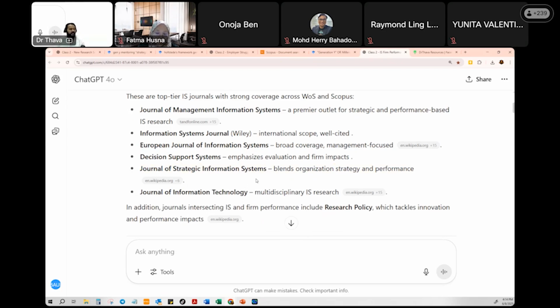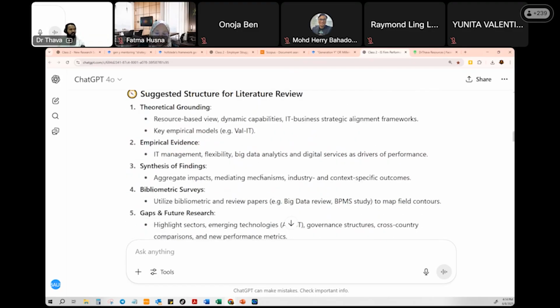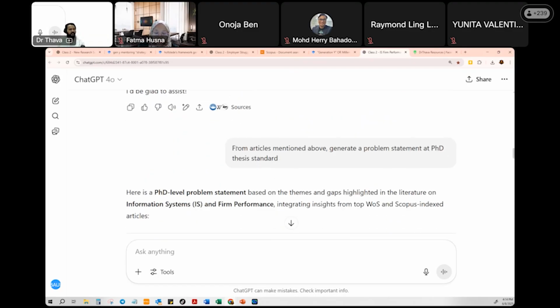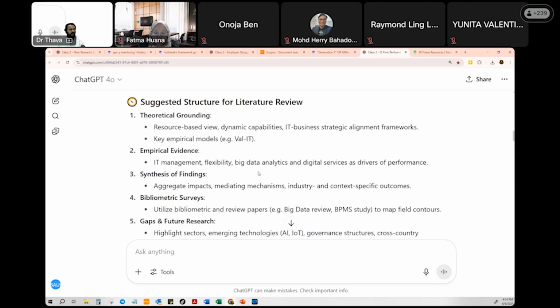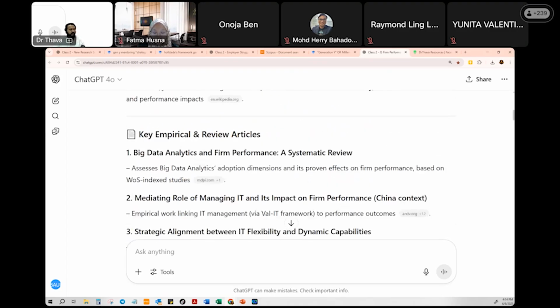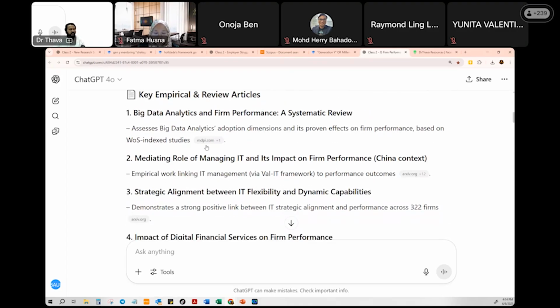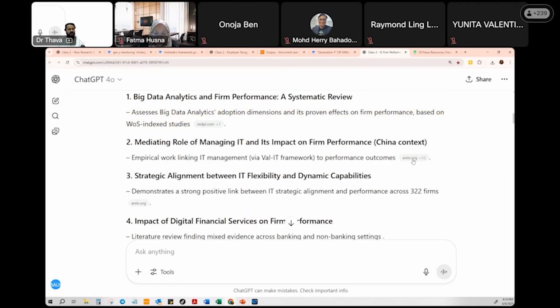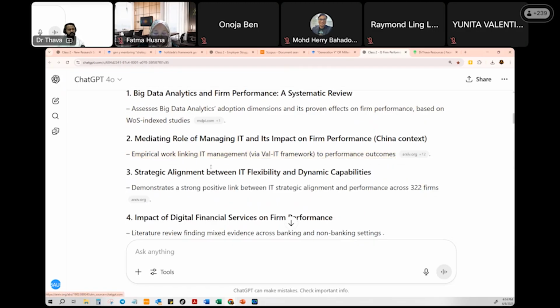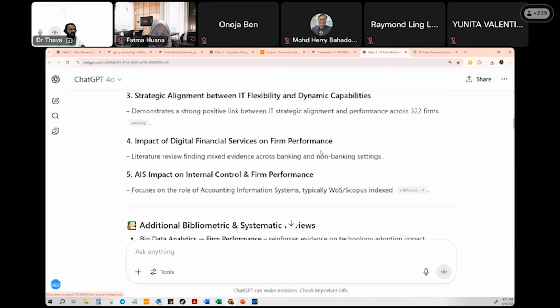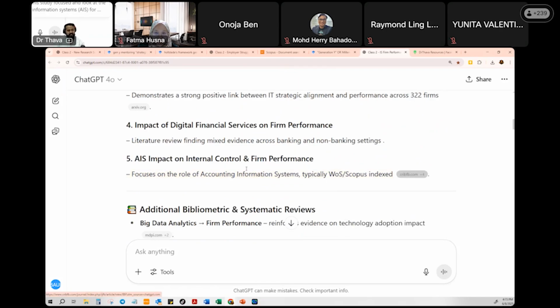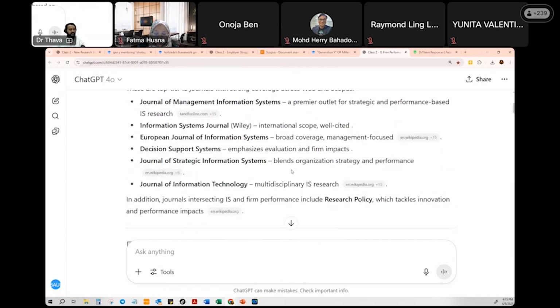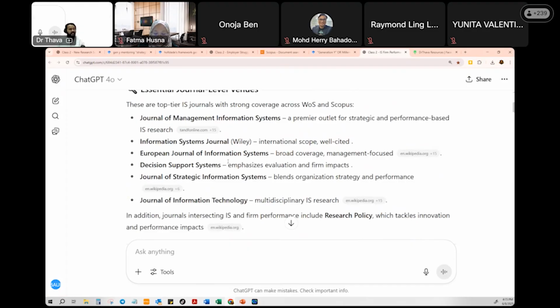But when the AI generated a problem statement for me, I told it, from the articles mentioned above, generate a problem statement at PhD thesis standard. You see here, when it comes to key empirical review articles, there's big data analytics, MDPI, mediating role, some arXiv journal. It's not even a proper journal. And then again arXiv, again some open access journal. It's not really from the top tier journals, because AI cannot access the content of these journals. That's the problem. Many people don't know.